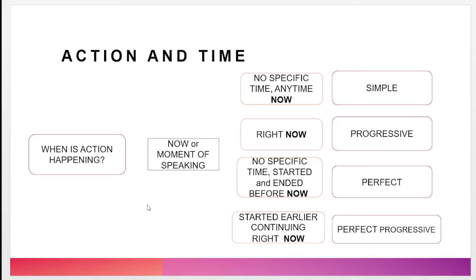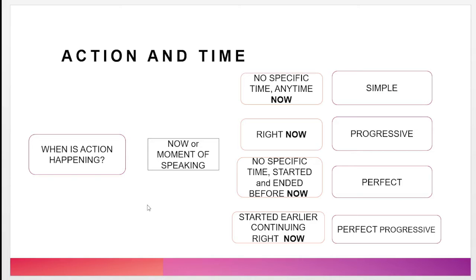What about the perfect tense? It is used with no specific time, but it started and ended before now. So we are talking about a time that has ended. Now it has ended, which means that at the moment of speaking the action has already ended. So that is called perfect. Finally, perfect progressive, it started earlier and it is continuing right now.